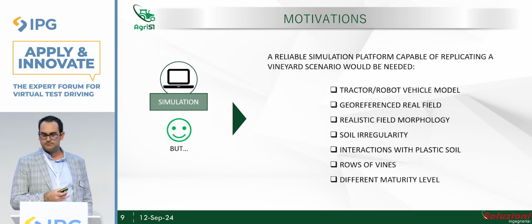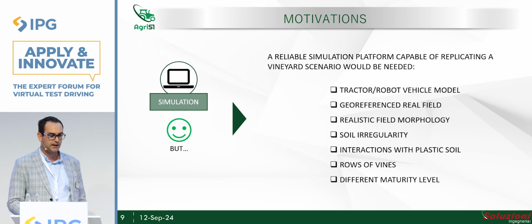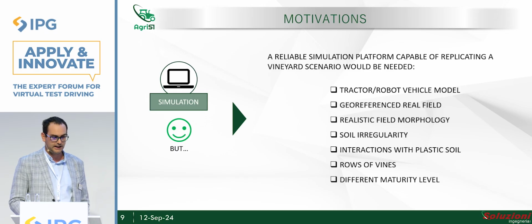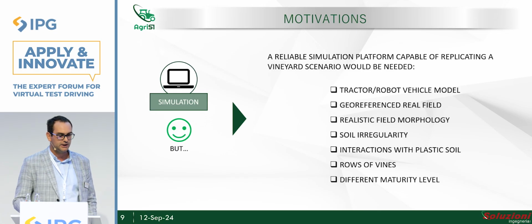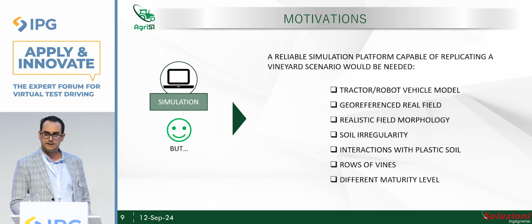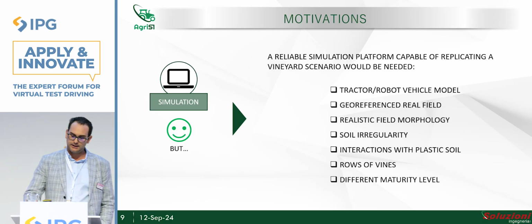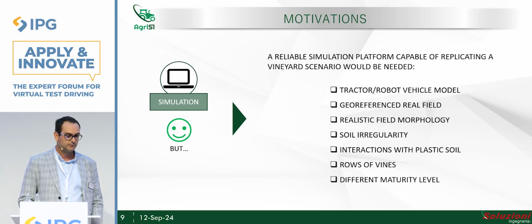to simulate in a vineyard, we need a reliable simulation platform capable of replicating a vineyard scenario. And this platform should include all these aspects: tractor and robot vehicle models, georeferenced real field, realistic field morphology, soil irregularity, interaction with plastic soil, and then the presence of the rows of vines and different maturity levels of the plants.